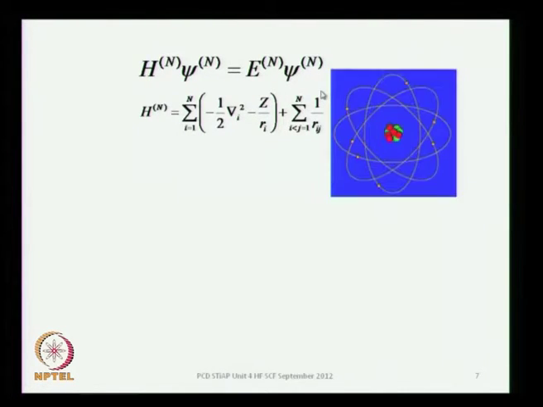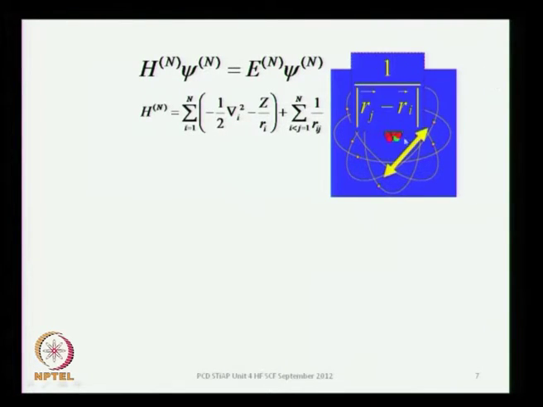Now look at the system. If you have electrons in the atom, so you have got the Z protons in the nucleus, and then you have got this 1 over Rij term which is between the ith and the jth electron, between every pair. Now this is the distance between the ith and the jth electron.